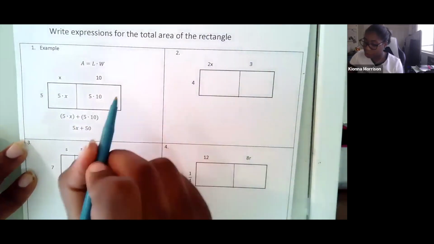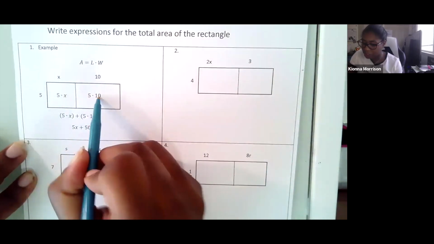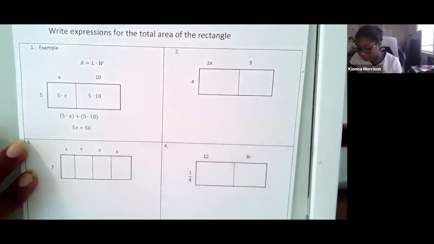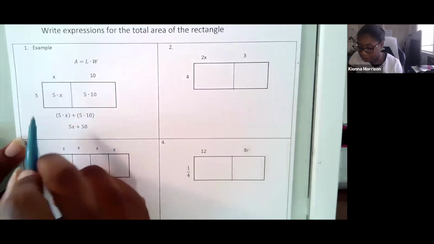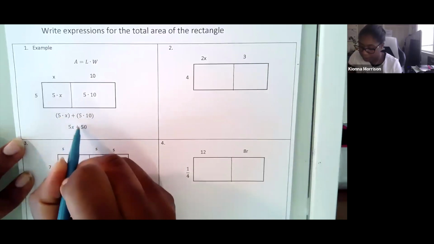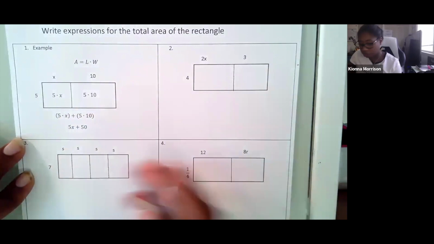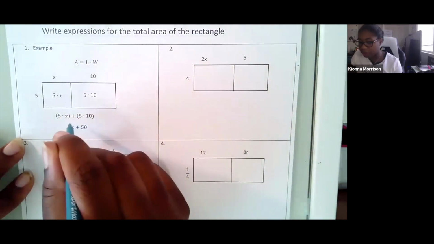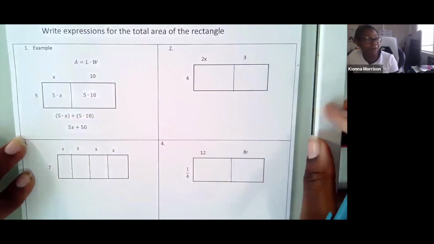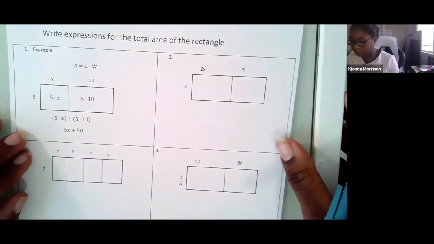That's right. Since we need the total area, we need the area of each section of our rectangle combined. Down here at the next step, they've done 5 times x with 5x plus 5 times 10, which is 50. So our goal is to bring it down to this step right here and to have an expression that shows the total area of our rectangle.